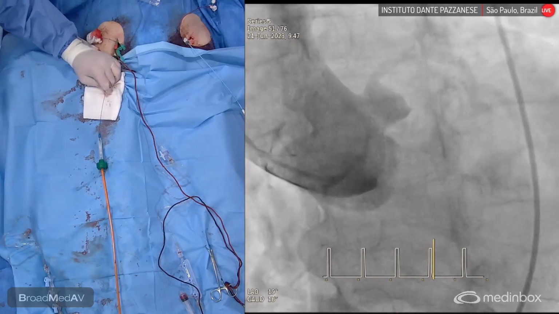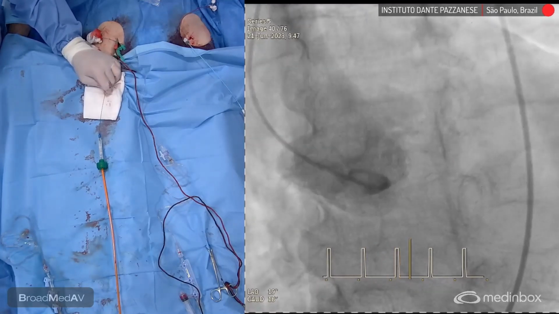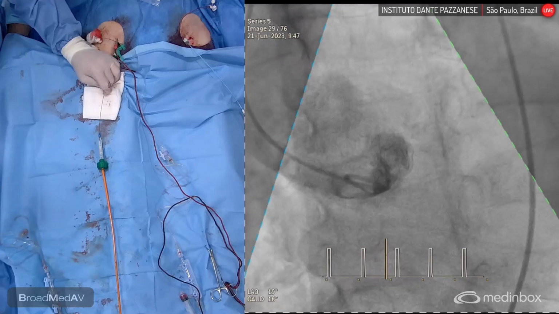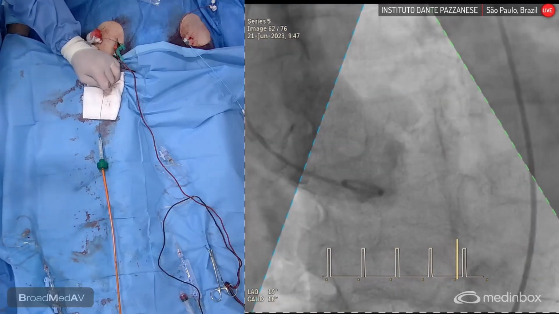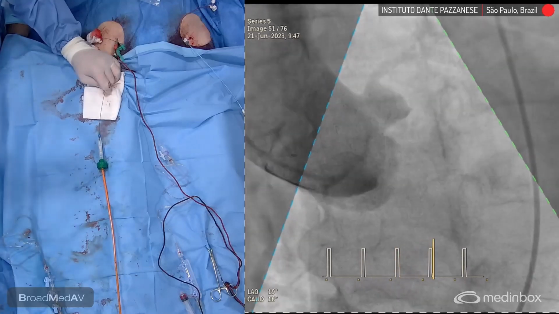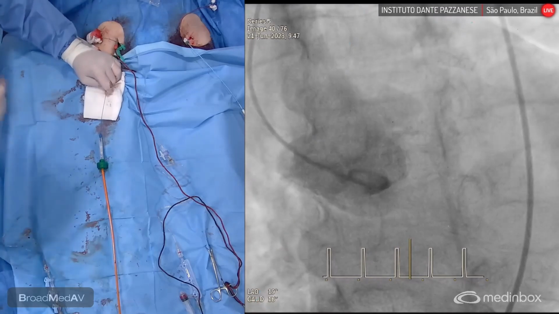How about the long-term follow-up? We have done it for almost 2 years now. We already have the midterm follow-up with good results. All the patients are less than class 2 of dyspnea, and the gradient and the aortic valve area are maintained during this period. Okay, good to know that.